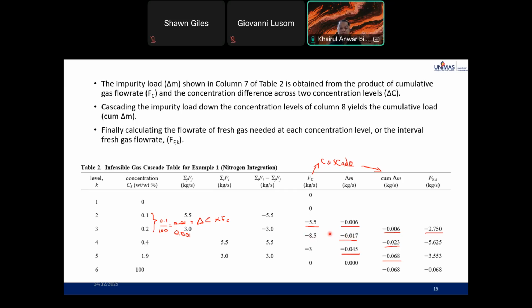0.1. So how to do it? 0.4 minus 0.2, divided by 100, multiplied by 8.5. We get 0.017. And impurity load.